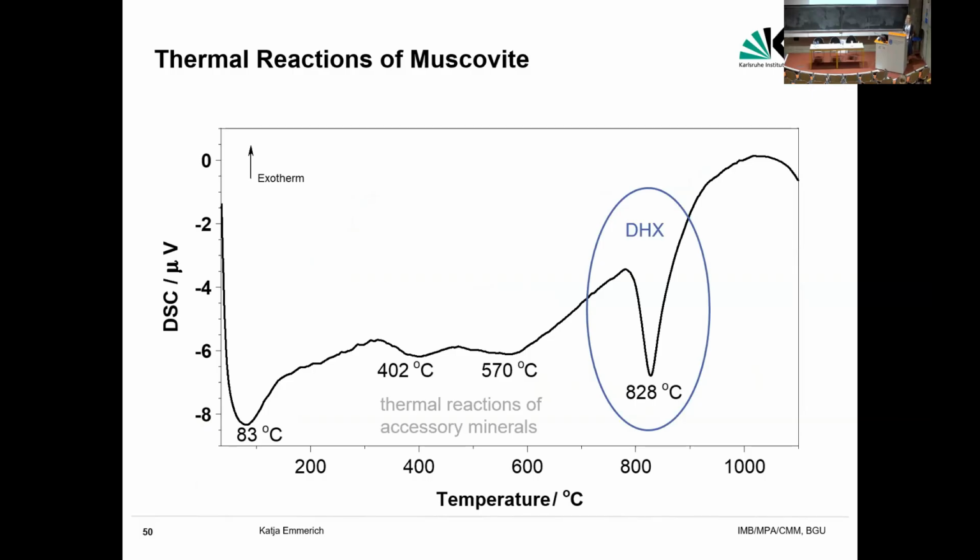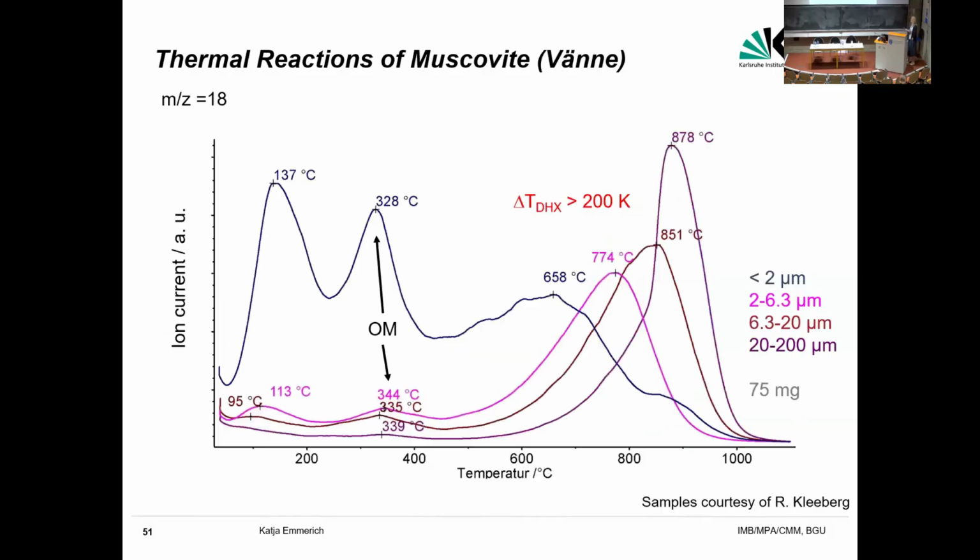Muscovite, a dioctahedral mica: you would expect the dehydroxylation temperature below 700 degrees Celsius. But in muscovite we have the influence of the particle size, and a colleague provided me with size fractionated samples. And here you see how the particle size influences the peak temperature of the dehydroxylation.